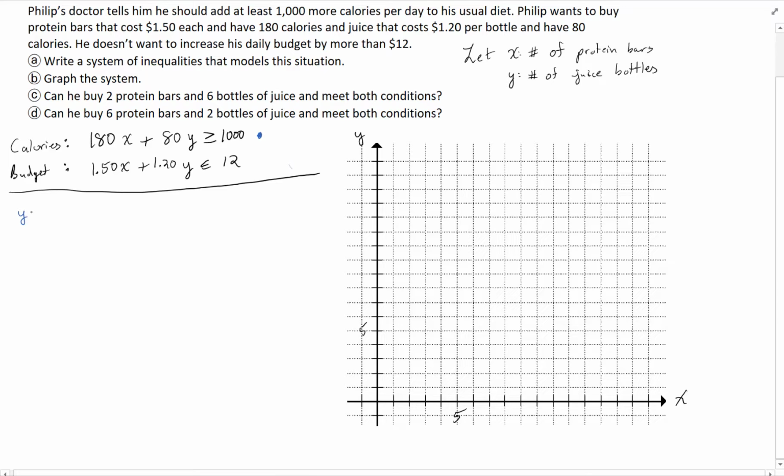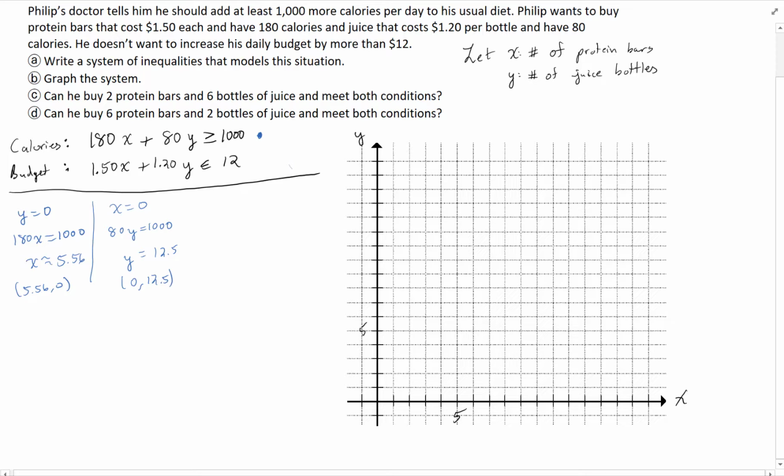So if I let y equal 0, then I have 180x is 1,000. And so using a calculator, 1,000 divided by 180 is about 5.56. So we have 5.56, 0. And letting x equal 0, we would have 80y equals 1,000. And so y, going through some division here, is 12.5. So we have the ordered pair 0, 12.5.